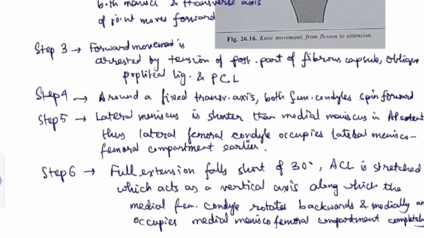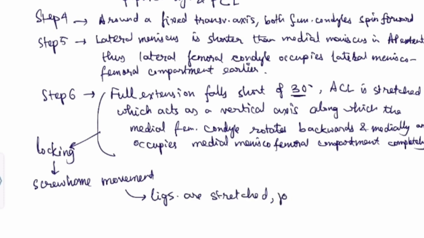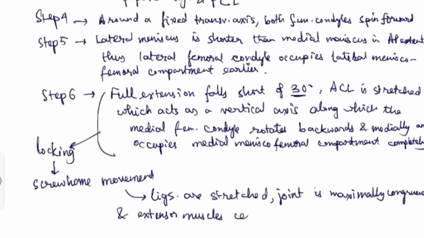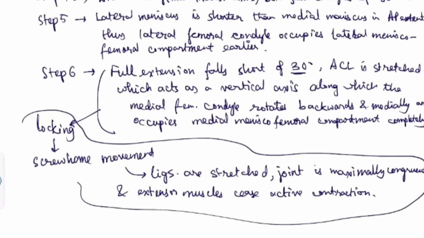So this last 30 degrees is known as the locking mechanism, or screw home movement, which is a very important Viva point. In this case, what you have to know is that the joint is locked, so ligaments are stretched. As I told you, the joint is maximally congruent, and extensor muscles cease active contraction. This part is very important.